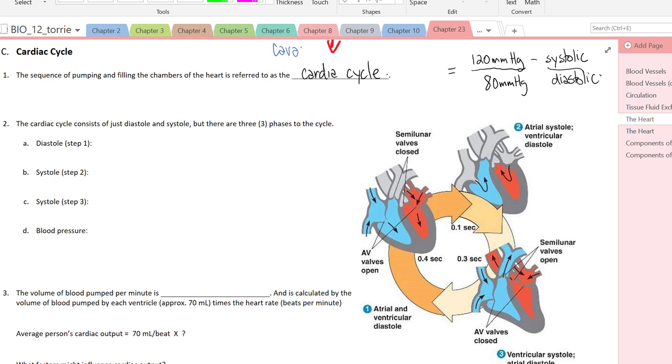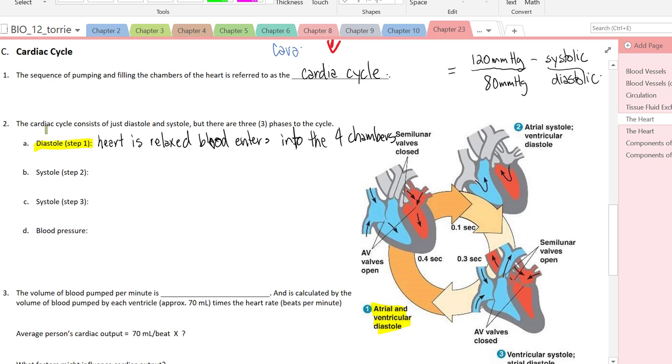And so that's basically the heart is relaxed, right? And chambers are filling. So heart muscle is relaxed, and blood enters into the four chambers. So atria and ventricles. All right, and so these are outlined here in the steps showing atrial and ventricular diastole, step one.